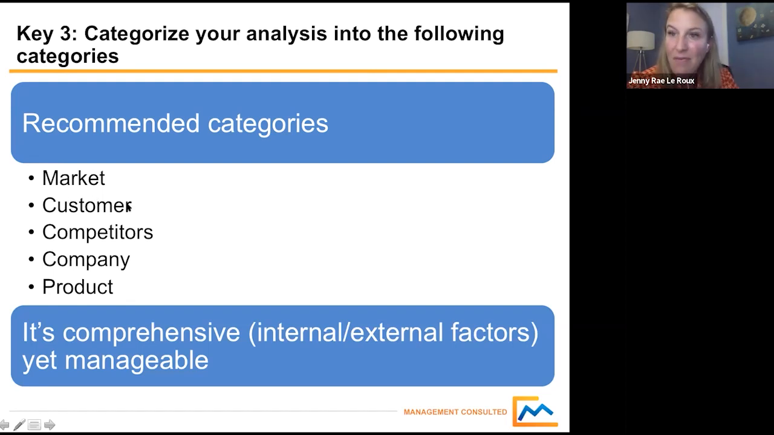So those 5 things are your recommended categories, and you should put at the top of them not the word market, but actually what you're going to show on the slide, right? The market is growing. The market is declining. Put what you think the key issue is. And what this does, at the bottom of the slide here, is it's comprehensive. It helps you get to both internal and external factors, but it's not going to have you running off into the corners of the universe.